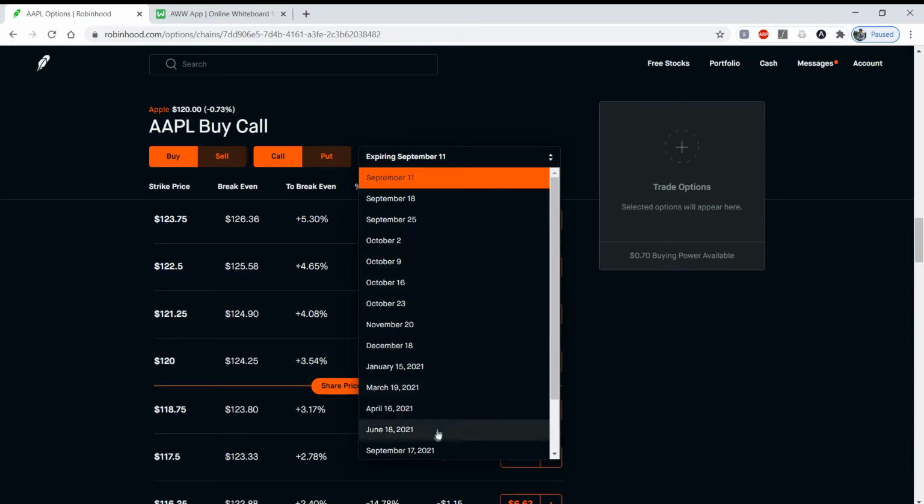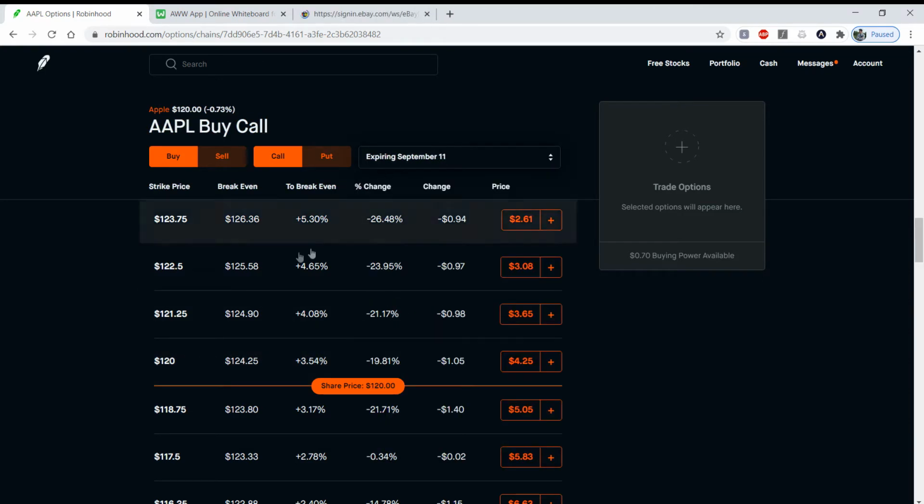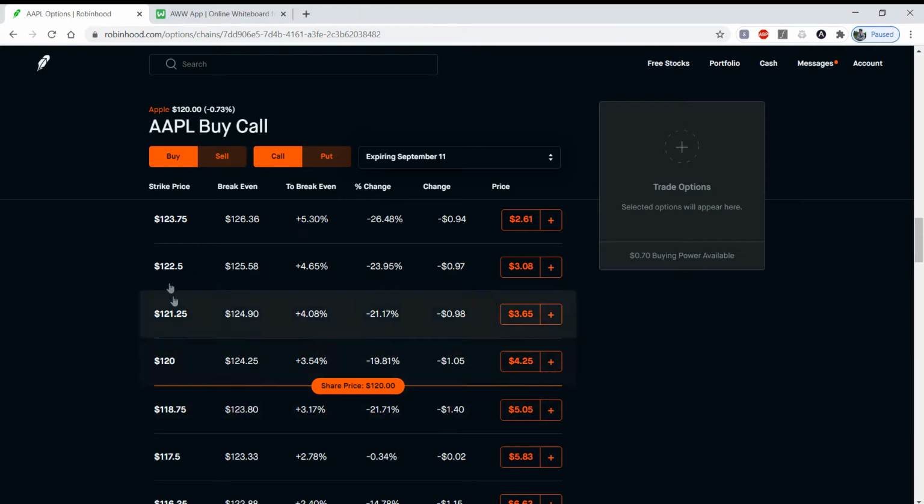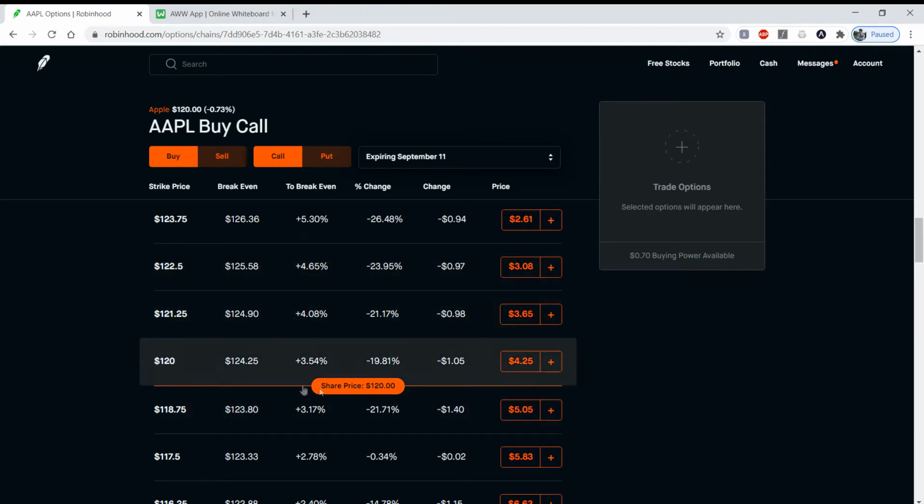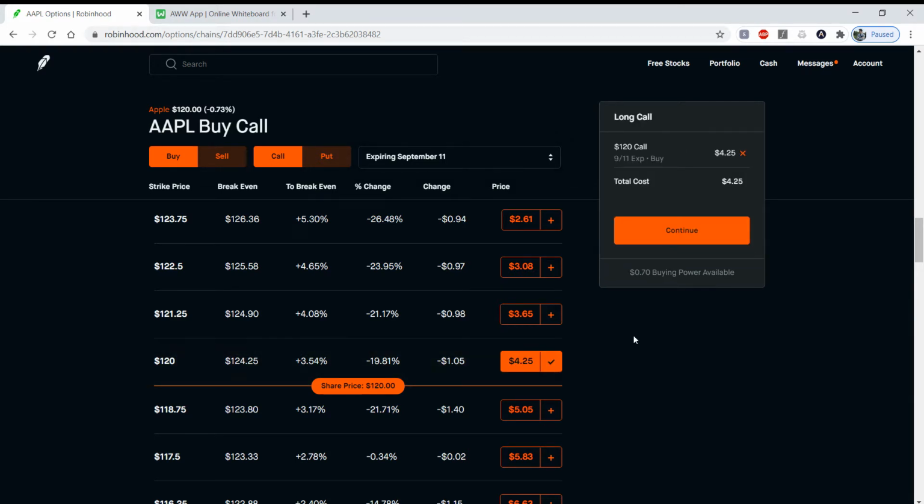So you can pick the expiration date. There's a bunch up here. Same on mobile. And you can obviously pick the strike price. So we're going to use 120 because that's what the share price is actually at. It costs $4.25 per share to buy this 120 call. So you have to multiply this number by 100 because you're going to be buying the right to buy 100 shares. That's how options work. You just have to multiply the premium by 100.